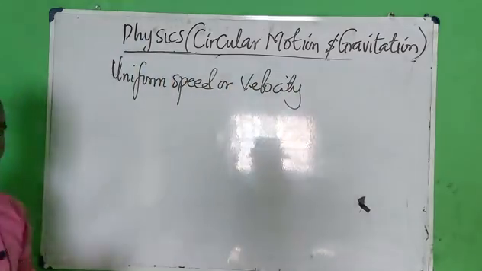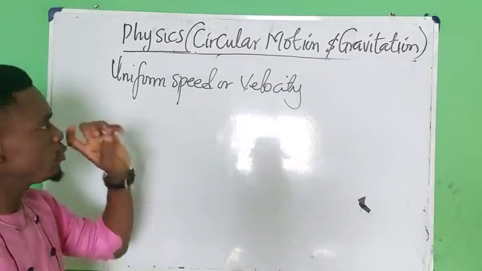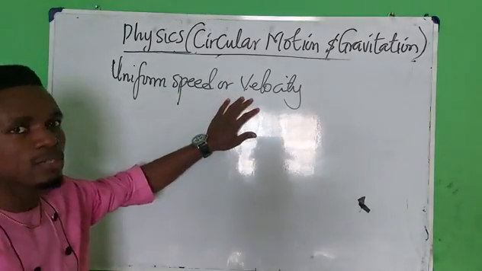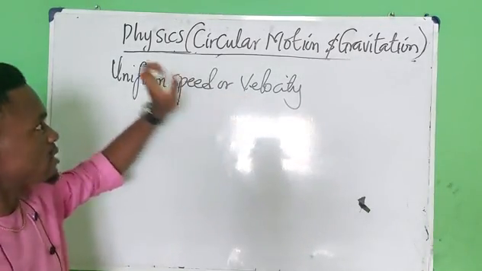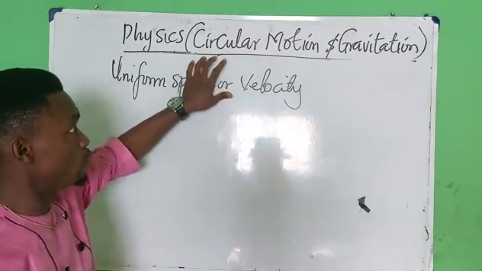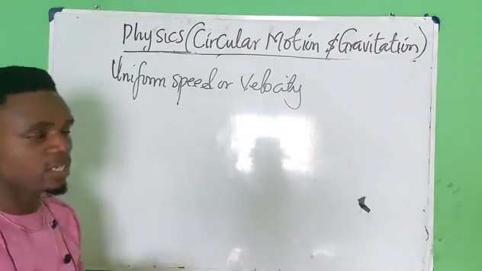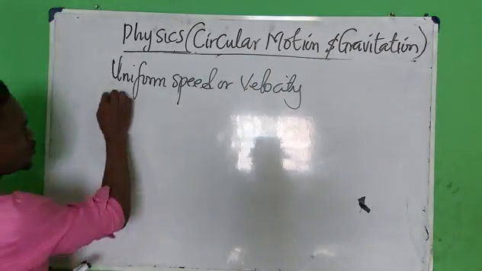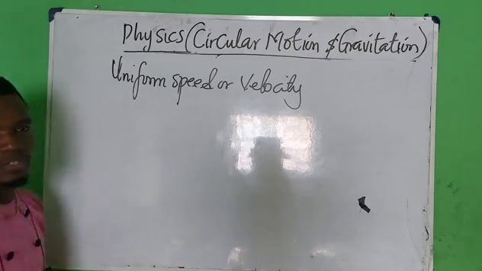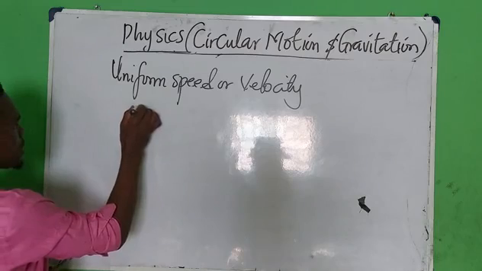The movement of an object in a circular manner with uniform speed or velocity is known as uniform circular motion. That is it. Very easy. Take note, with uniform speed or velocity. Then let me use an equation to illustrate what I just said.